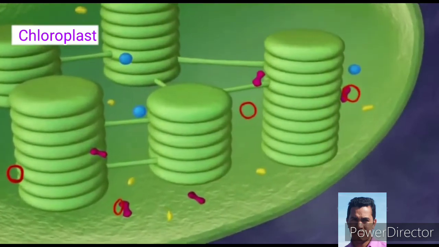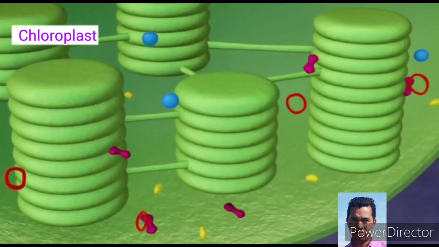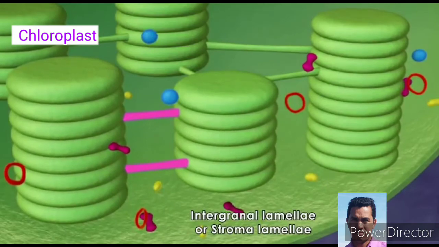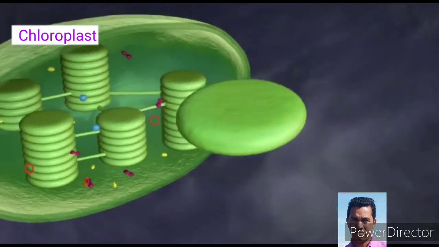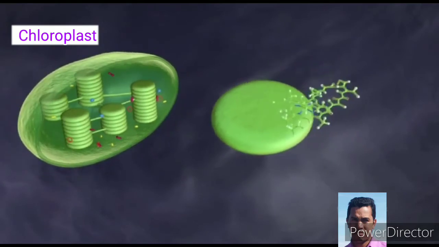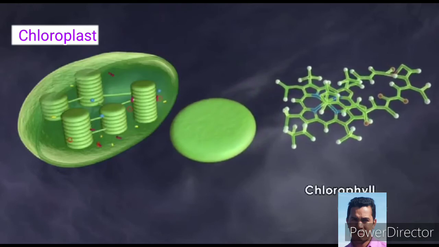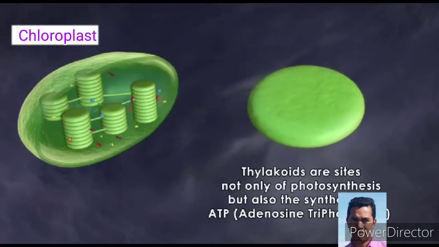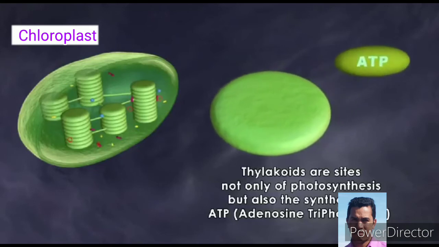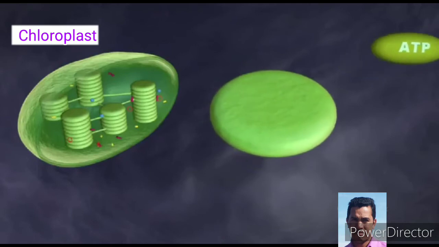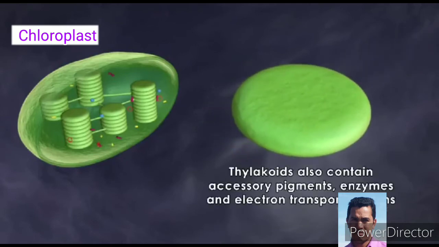Two adjacent grana are joined to one another by lamellae called intergranal lamellae or stroma lamellae. On the surface of the thylakoids, molecules of green pigment called chlorophyll are present. Thylakoids are sites not only of photosynthesis but also the synthesis of ATP, otherwise known as adenosine triphosphate. The thylakoids also contain accessory pigments, enzymes, and electron transport systems.